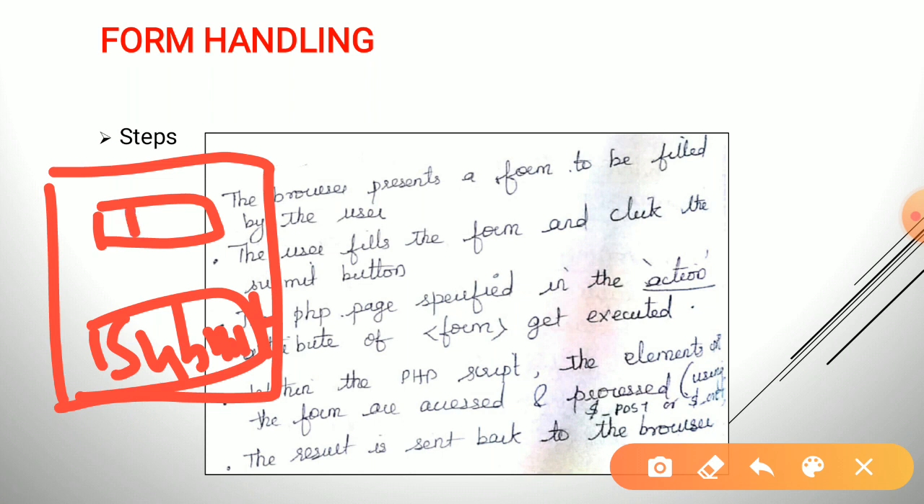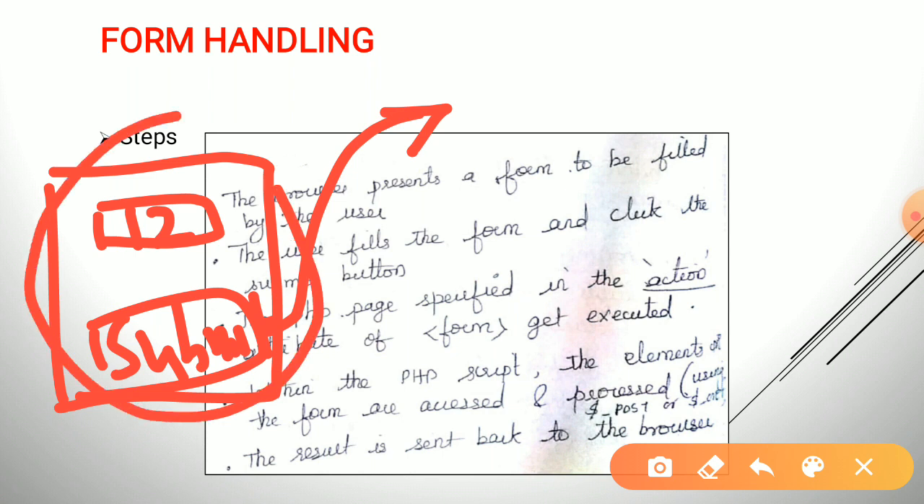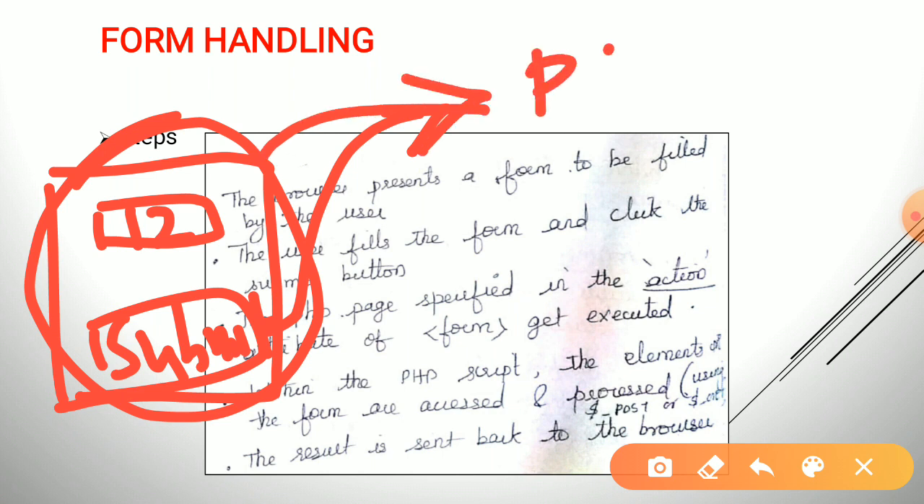Okay, so the user enters some values in these controls and presses the submit button. Now the PHP page specified in the action attribute of the form gets executed. So whenever we click the submit button, the action part gets executed. Then within that PHP script specified in the action part, the elements in the form are accessed and processed. So these form elements, whatever we entered in this form, are processed in that PHP script.